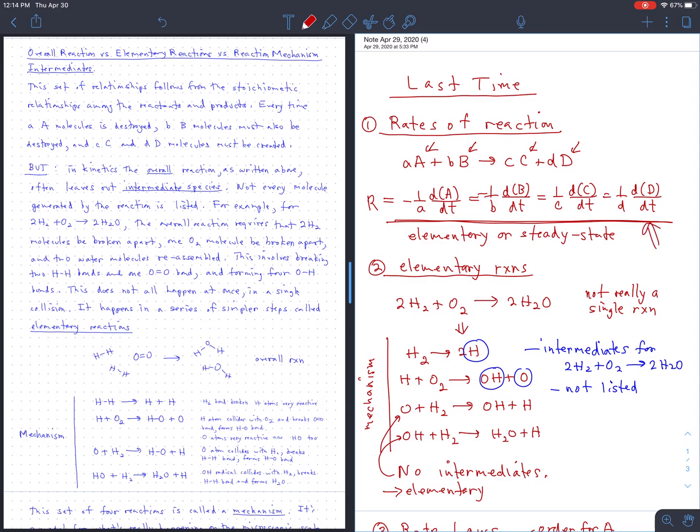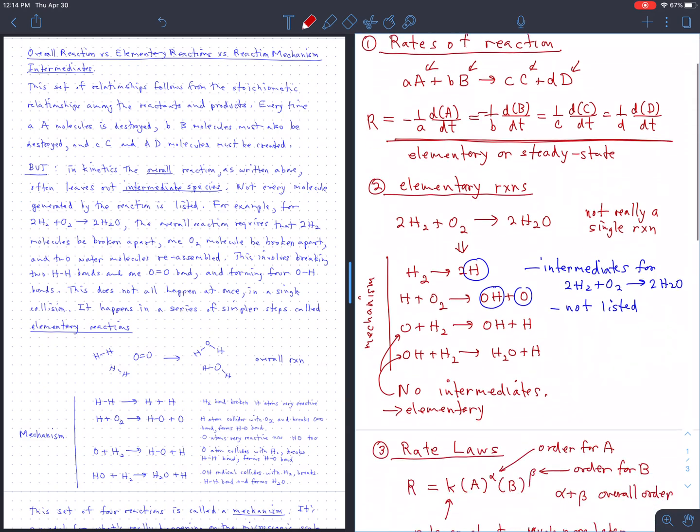If you've got intermediates and they're building up or decaying away, then this isn't true anymore. But it's almost always true, and in the cases we're going to be talking about, it'll be mostly elementary reactions, and so it's always true in those cases. So it's a good set of relationships to keep in mind.